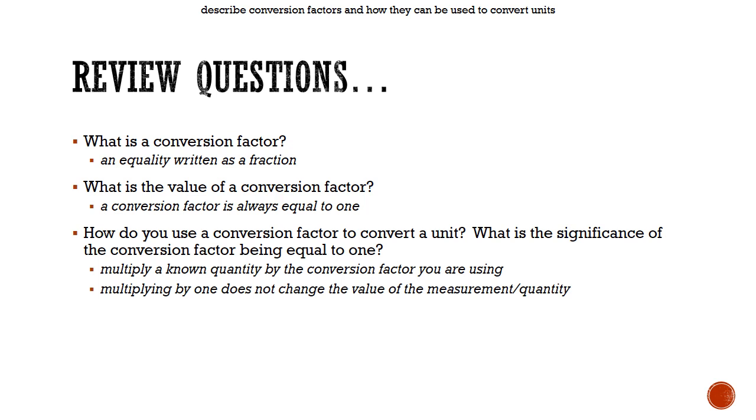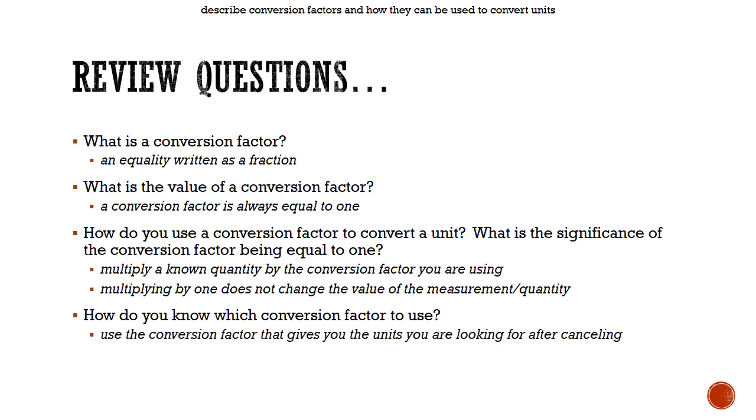We can multiply by as many conversion factors as we want. Because those conversion factors are fractions equal to 1, we do not change the value of that measurement. Last review question. How do you know which conversion factor to use? You need to use the conversion factor that gives you the units you are looking for after the canceling. So make sure that your units cancel along the way as you plug in those conversion factors to get the unit that you want at the end. And we will certainly see more examples of it here.